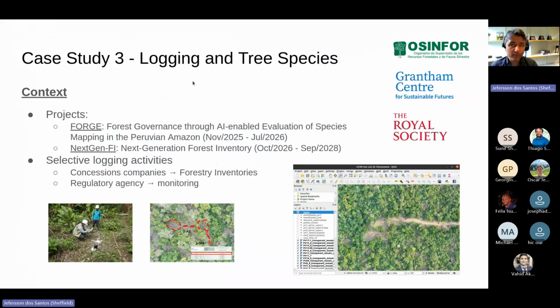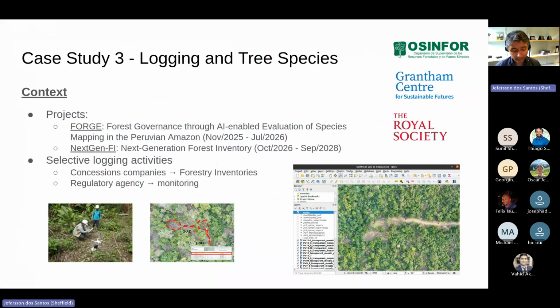Since I'm from computer science, I was not very aware that it would be possible to extract wood in the Amazon rainforest, for example, legally. But it is. To do that, you need to have a concession. There are some governmental agencies that work in that direction. They concede a region to a company, for example, and they are allowed to extract wood.